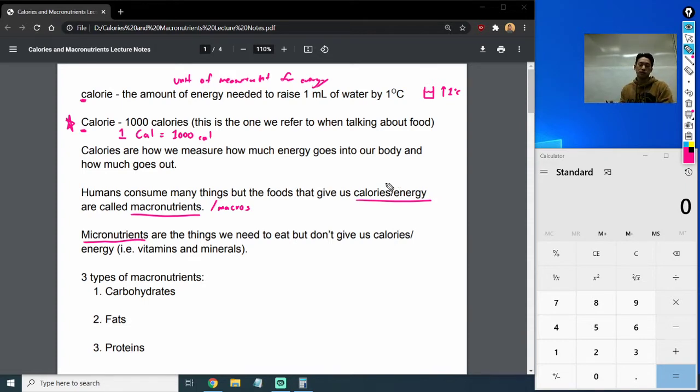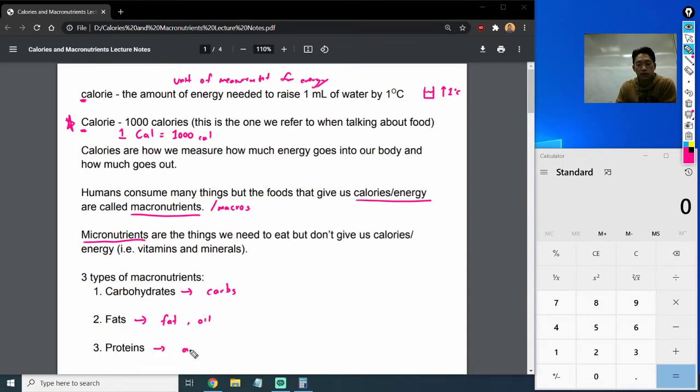There are three different types of macronutrients. There's carbohydrates. You guys probably know this more familiarly as carbs, right? Bread, rice, some vegetables because they have fibers in them. They're also carbs. Fats, so you guys probably know fat. And there's also oils. Oils are just the liquid form of fat. Fat is the solid form, but fats are the other macronutrient. And then the last are proteins.